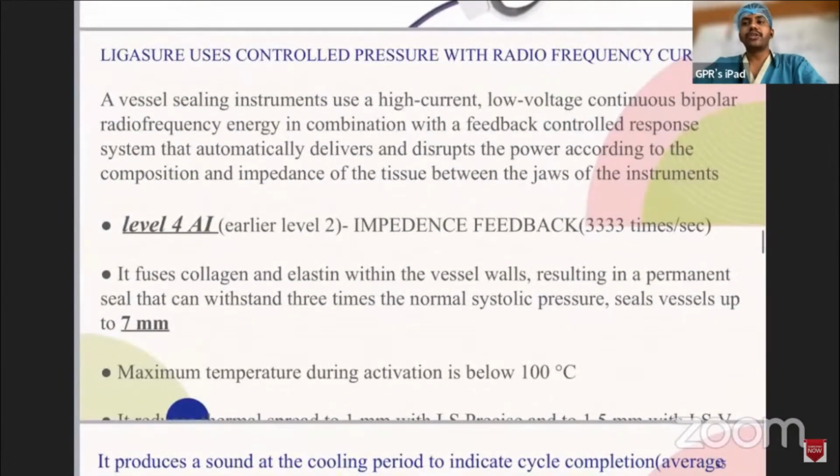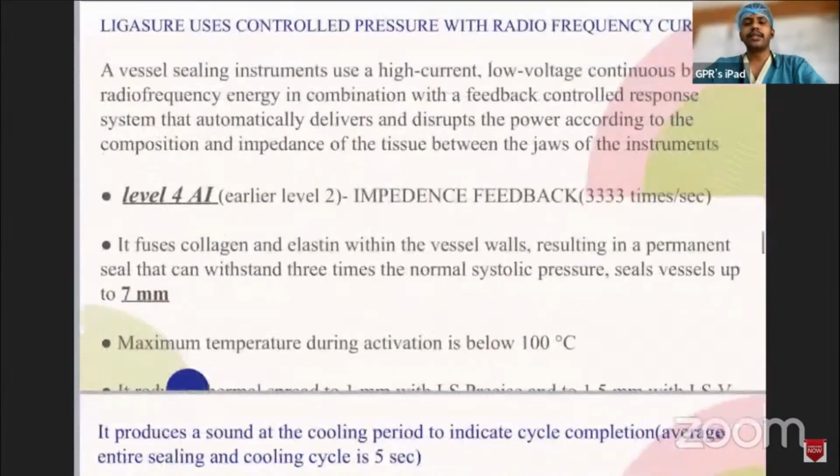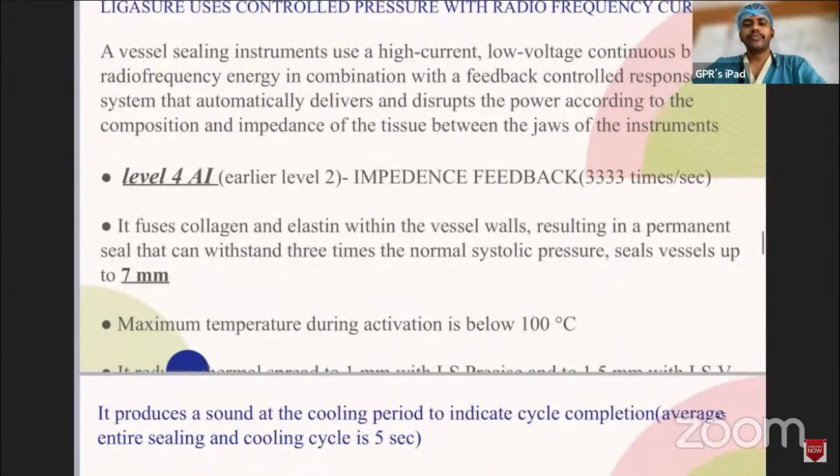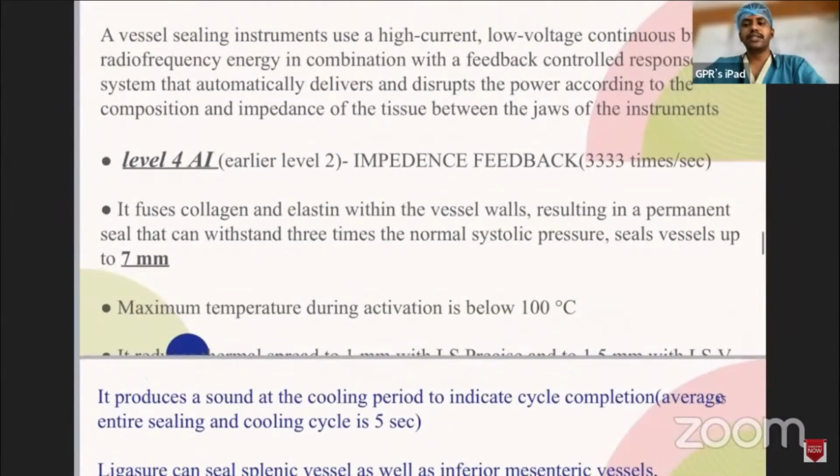This pressure-controlled radio frequency current helps in the sealing of the vessel, and it has its own mechanism to cut between the jaws. This instrument uses level 4 artificial intelligence; previously it was using level 2, and the impedance feedback happens at a rate of more than 3,333 times per second. LigaSure is very good at holding vessels, and it can seal up to 7 millimeters, which is good enough to hold any splenic vessel or any mesenteric vessel.